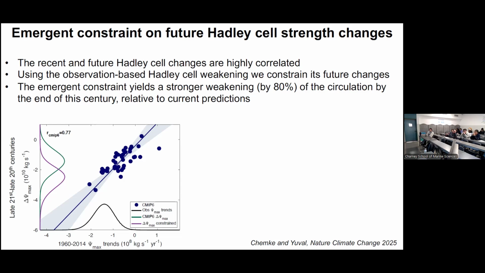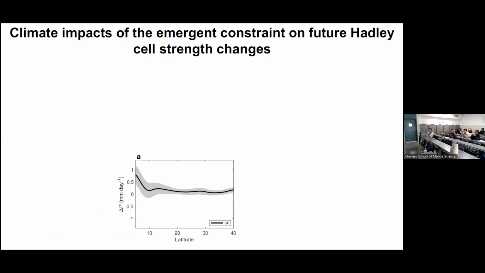So finally, I want to ask, what would be the climate impacts of a stronger weakening of the flow? We saw before that it has a huge impact on precipitation. So can we say something about precipitation predictions if we know that the circulation is expected to undergo a larger weakening? And to answer that, first I want to show you the future changes in precipitation.